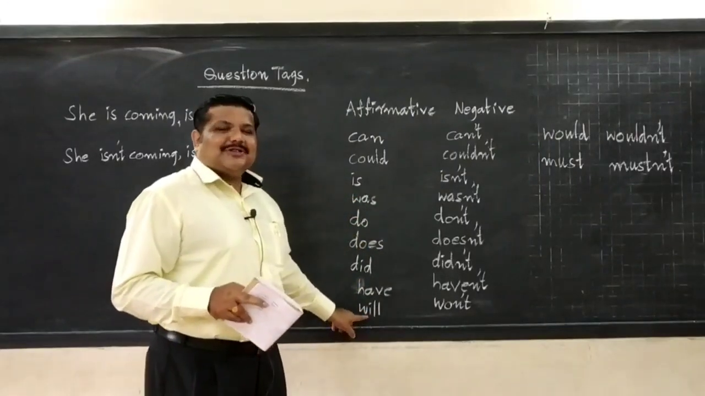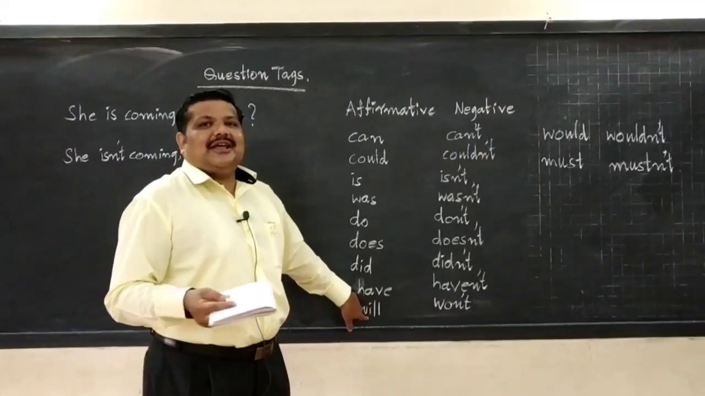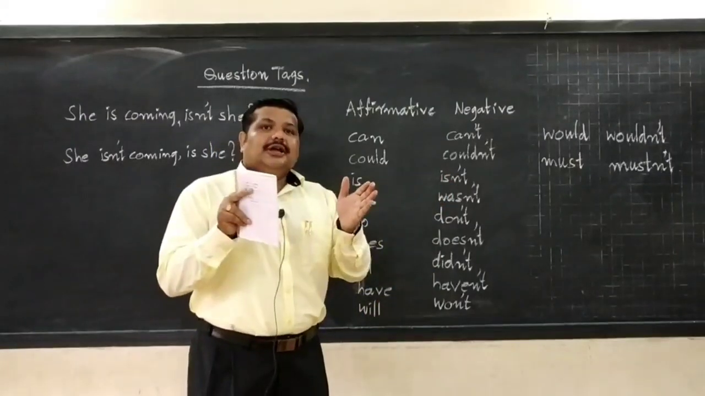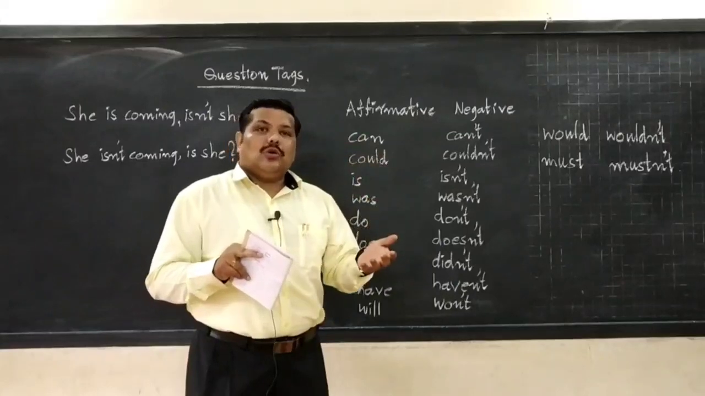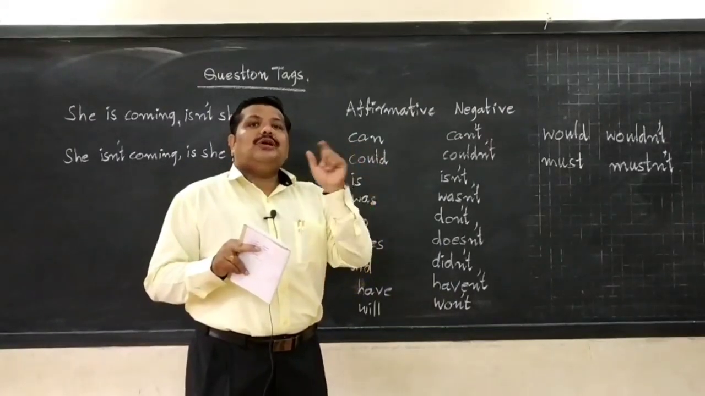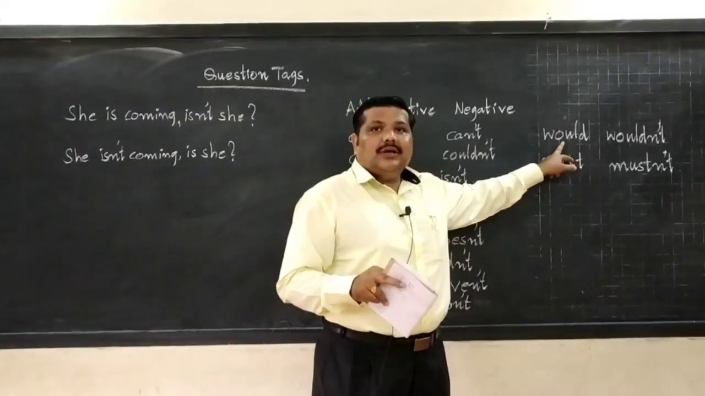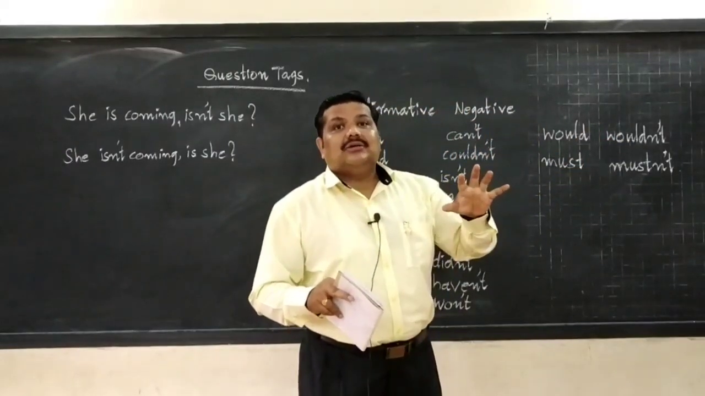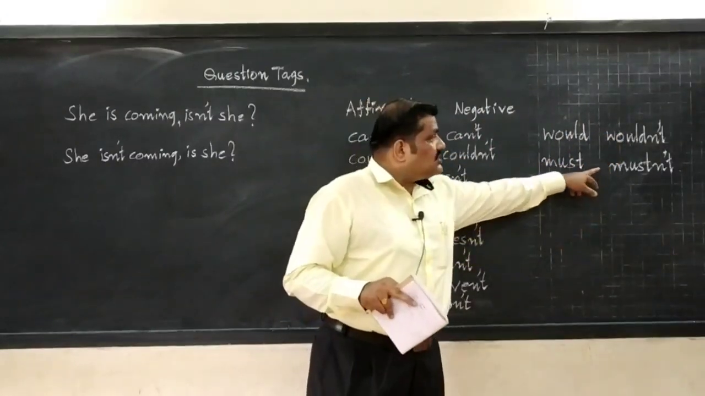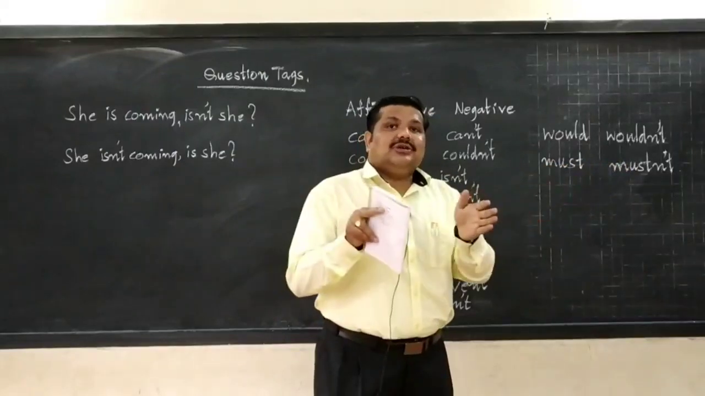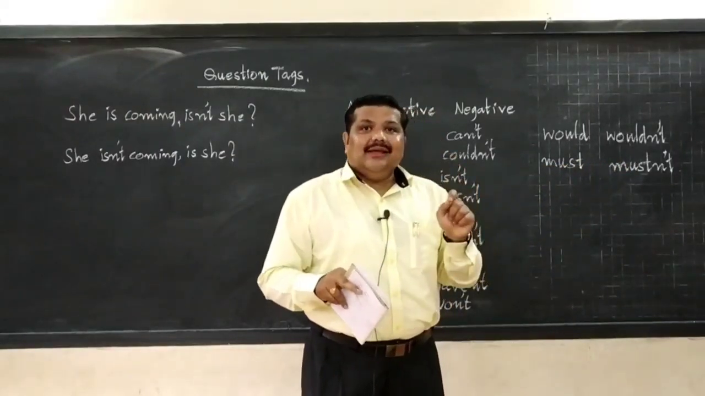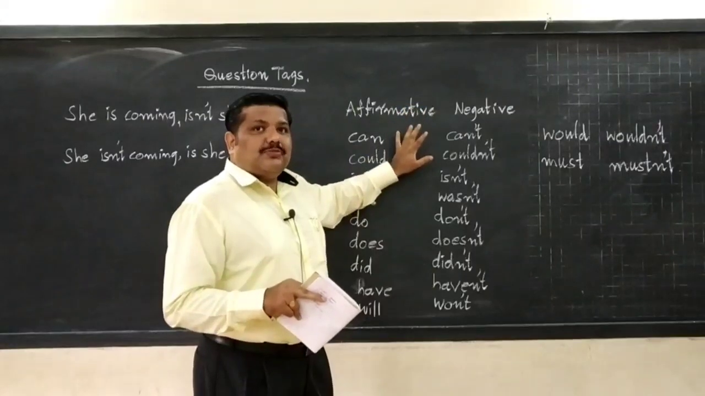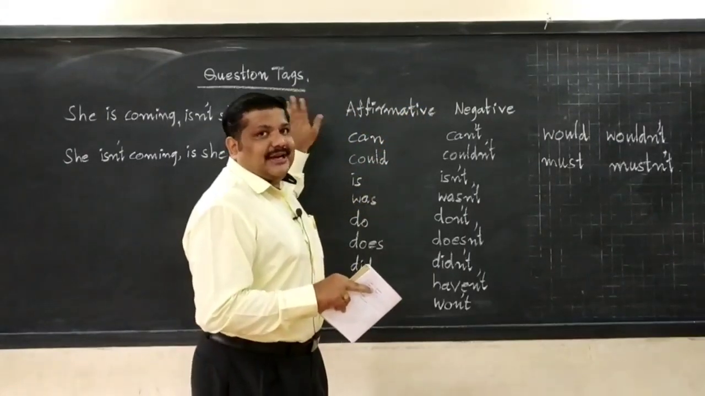hasn't, had, hadn't. Then will. Most of the students in my class respond like willn't. It is not willn't. It is will not. Will not is cut short into won't. I won't come to school tomorrow. W-O-N-T, won't. I wouldn't. Then must not. You must wear a mask. You must not talk in class. Mustn't. Must not is abridged into mustn't. M-U-S-T-N apostrophe T. So it is mustn't. So these are some of the examples to be followed while studying question tags.